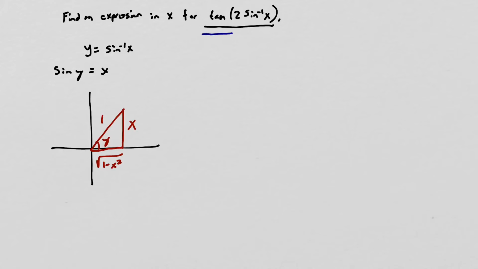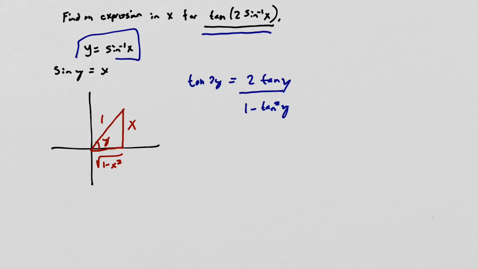Now, if we wanted to rewrite this in terms of x, we have to get rid of this to evaluate sine x. So we're going to rewrite this using a trig identity, and this is going to be the double angle formula, where we have tan of 2y is equal to 2 tan of y divided by 1 minus tan squared y. Now, since we have y is equal to sine inverse of x, we can go ahead and evaluate our tan of y using this right triangle over here.